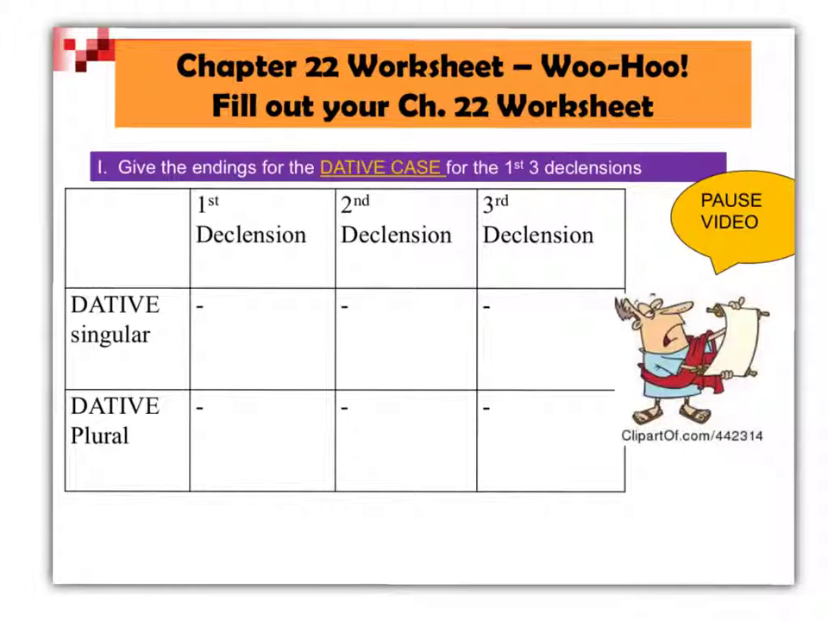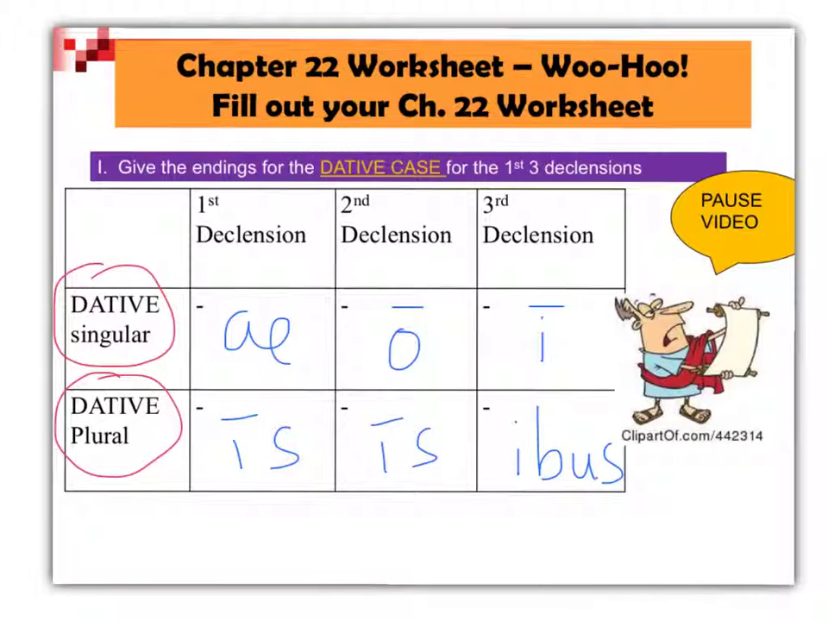Crispus says, focus on the dative again. What are the dative, singular, and plural endings for the first two declensions? Pause the video now, please. Alright, here are the answers. Hopefully you've got all these. Pause the video and check.